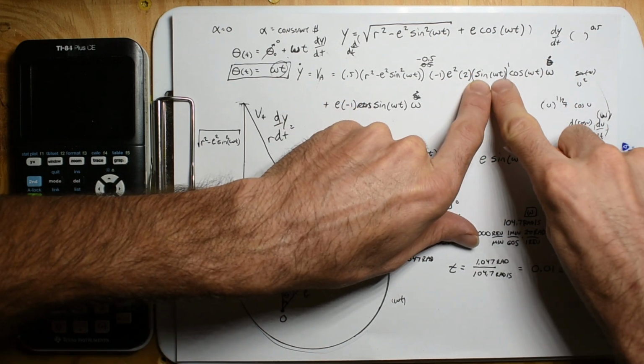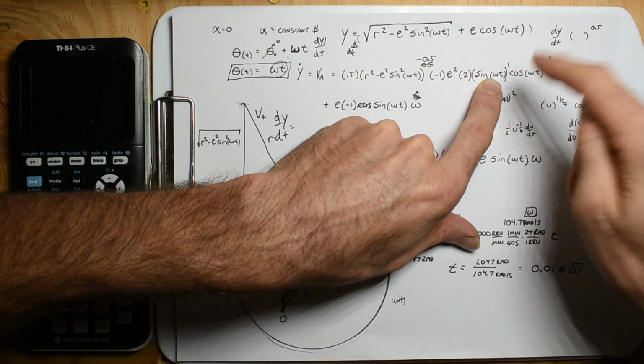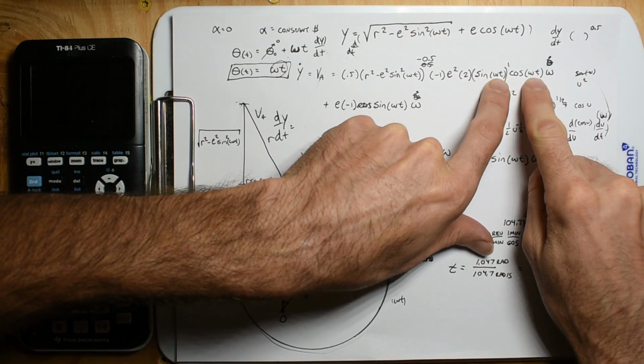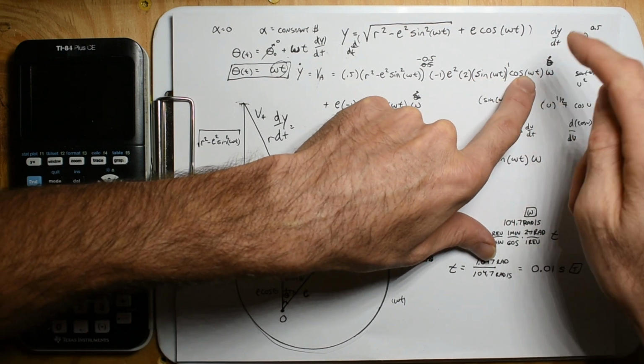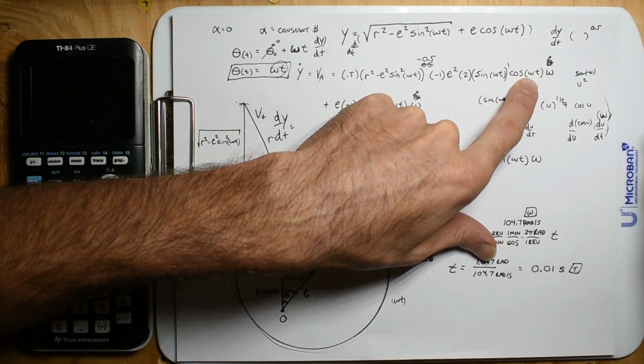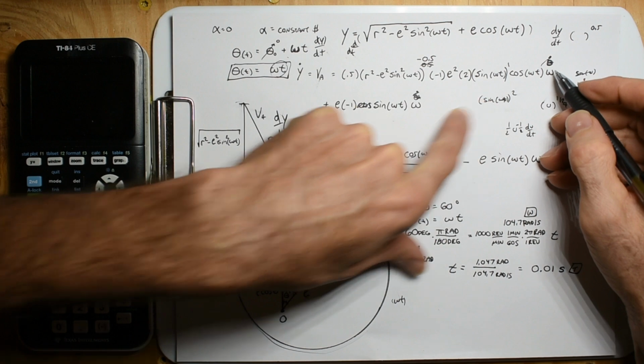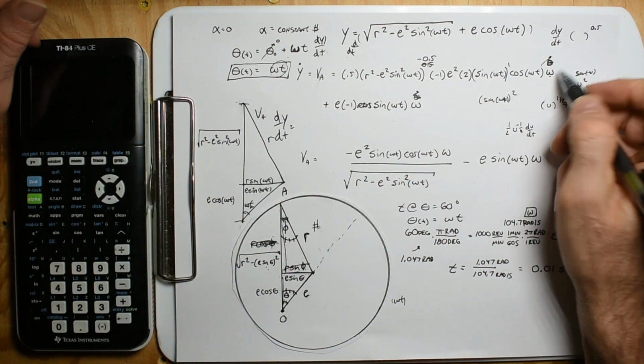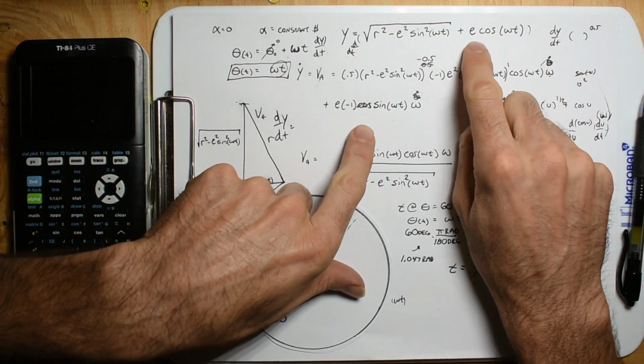So the derivative of sine is going to be cosine. So we're going to have cosine of whatever was inside, but now we need to take the derivative of whatever was inside with respect to time. And there is a t there, so that's just going to be omega. This one's going to be a little bit simpler.